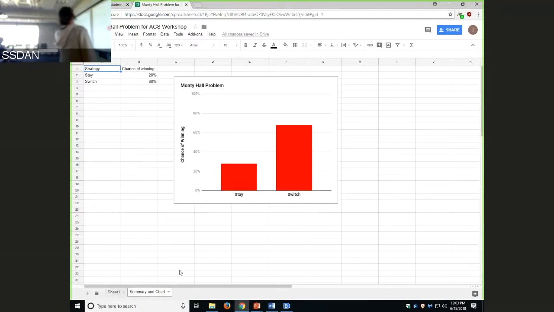So you can see when people stayed, their odds of winning were about 28%, for our little experiment in our faculty program here in my class. When they switched, they won 68%. Okay. So is it better to stay or switch? Switch. A lot of times people come into this problem thinking it doesn't matter, but of course it does matter. It matters significantly that it's better to switch.